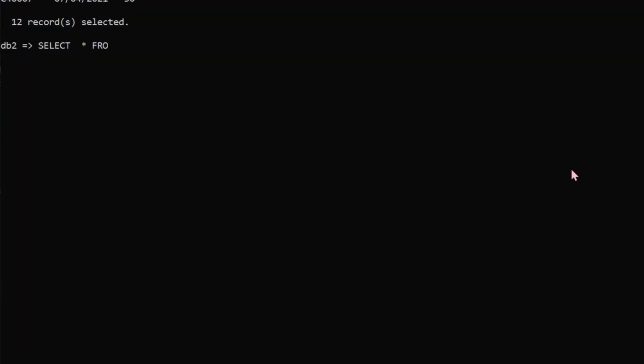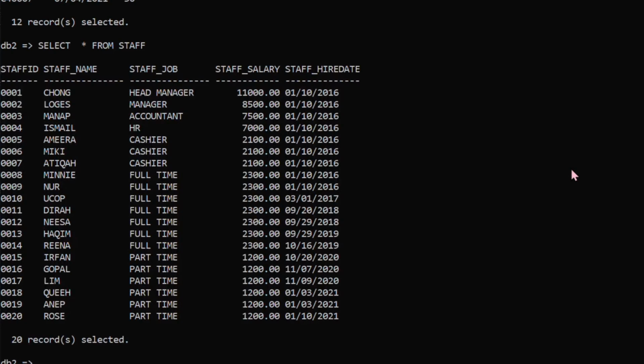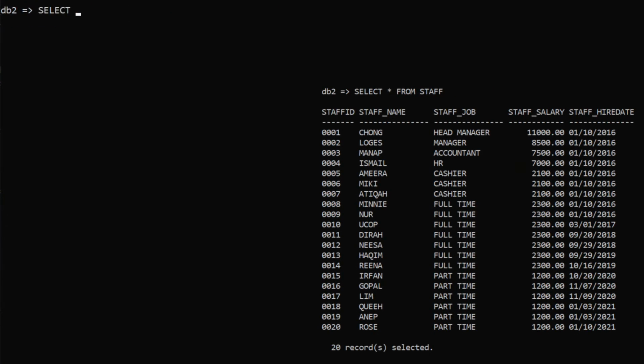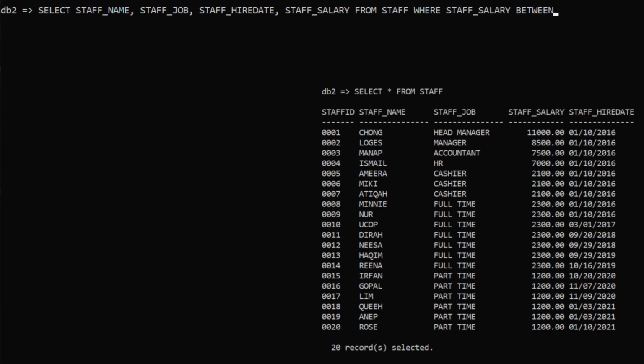list staff name, job, hire date, and salary for all staff that has a salary ranging from 2,100 ringgit to 11,000 ringgit. Sequence the results in ascending order by salary. You can see on the right side there is a table for staff. In this question, we have a logical operator and also the special operator between.